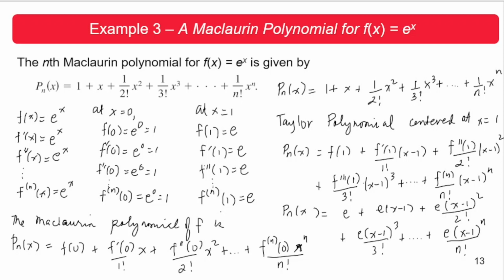Okay, so at c equals 1, the Taylor polynomial, denoted by p sub n of x, is equal to the value of the function at 1 plus the value of the first derivative at 1 over 1 factorial times x minus 1, plus the value of the second derivative at 1 over 2 factorial times x minus 1 to the second power, plus the value of the third derivative of the function at 1 over 3 factorial times x minus 1 to the third power, plus and so on and so forth, plus the value of the nth derivative of the function at x equals 1 over n factorial times x minus 1 to the n power.